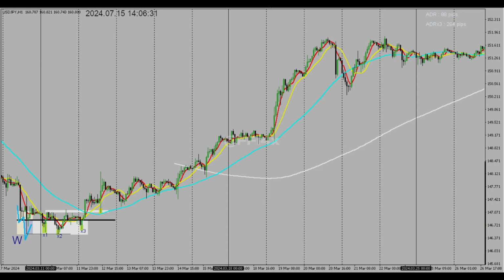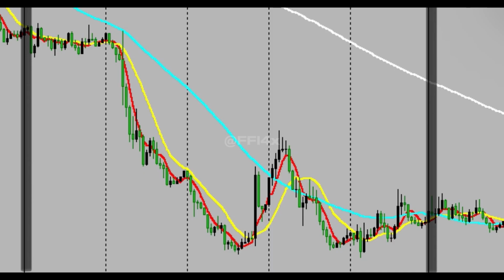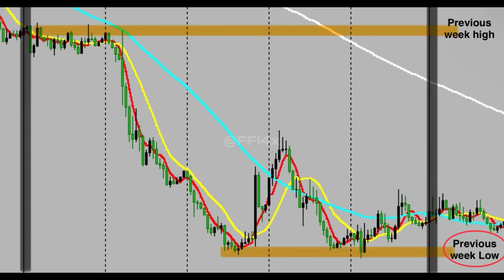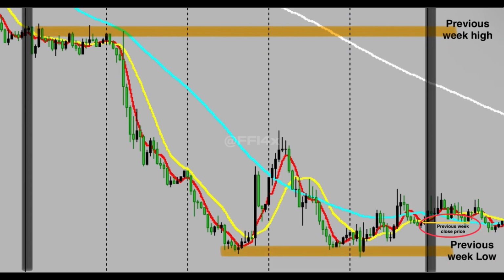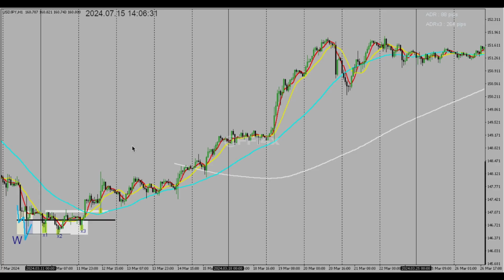So the first step I typically do in terms of my backtesting, I go ahead and identify my days. As well, I identify my weeks by highlighting them with a full vertical line. In this example, we have two separate weeks that we're going to analyze in this video. A few points you need to pay attention to are the previous week levels: the previous week high, the previous week low, and the previous week closing price. Those are the three most important levels that you need to start analyzing.